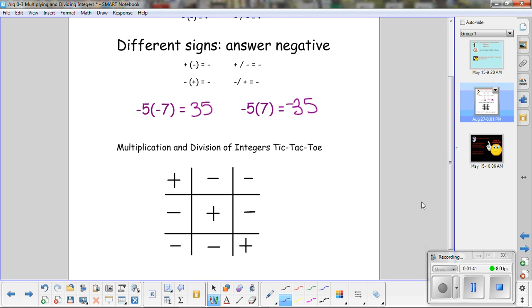The other way to remember it is to make a multiplication and division of integers tic-tac-toe board. You put the positives down the diagonal and fill in the rest with negatives. If you look at our first example, negative 5 times negative 7, a negative times a negative is positive. Or you could go down, a negative times a negative is positive. For the second example, a negative times a positive is negative, or you could go right here, a negative times a positive is negative.